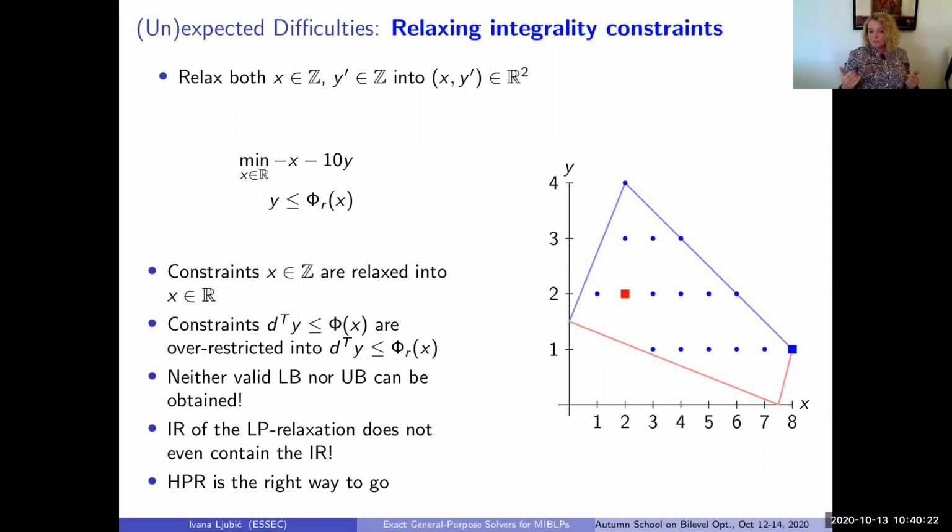In this case, for example, if you have a lower level problem where the interaction is very specific and the linking constraints between upper and lower level problems are very specific, then relaxing the lower level problem will give you a valid upper bound. We come to this later.